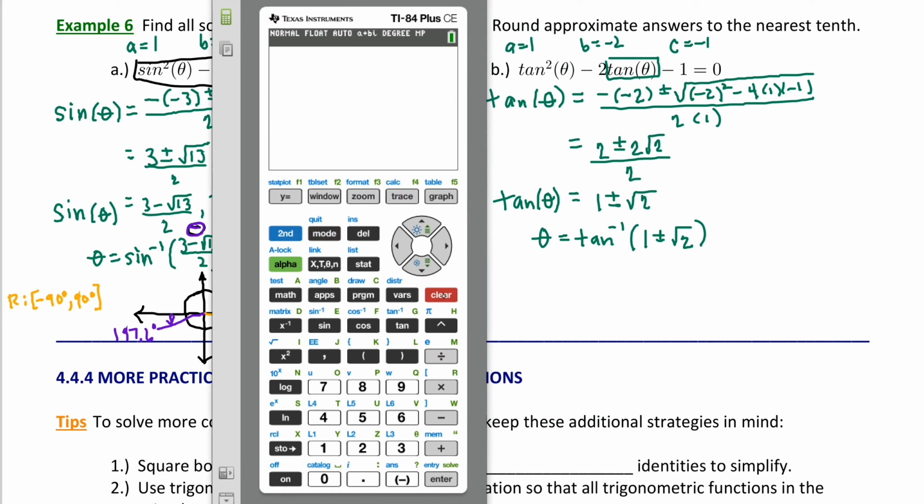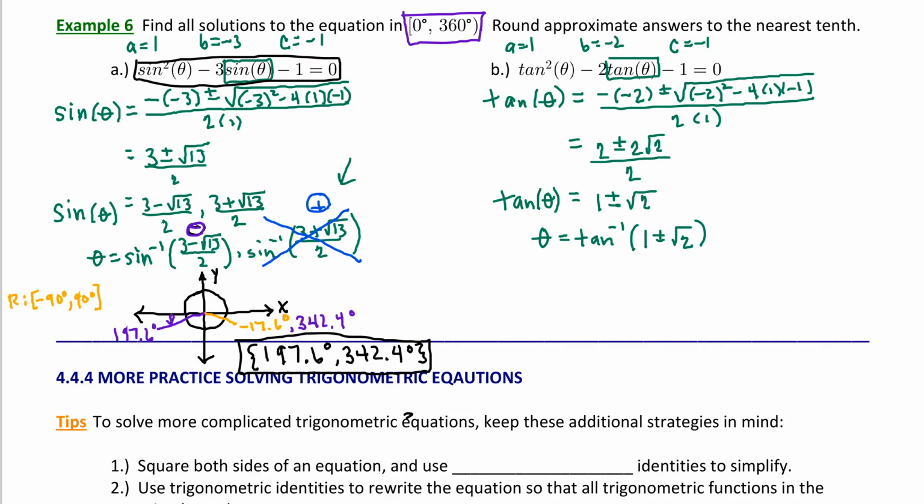Also, I've expressed it in the condensed form with the plus or minus, but we'll have to do one at a time with our calculator. So in degree mode, we'll evaluate inverse tangent of 1 minus the square root of 2. And our first value is -22.5. Like inverse sine, let's make a note that the range of inverse tangent is -90 degrees to 90 degrees.